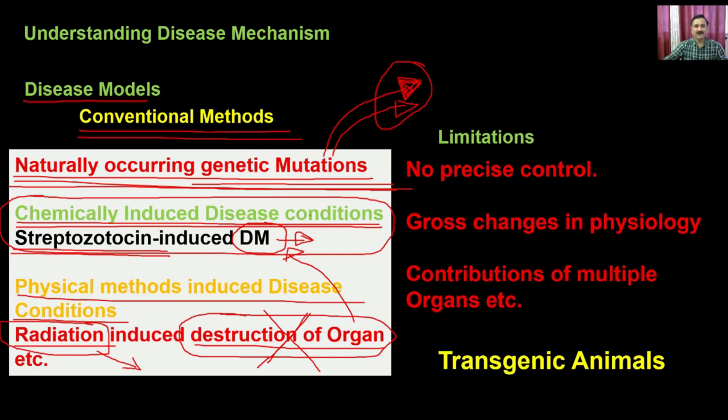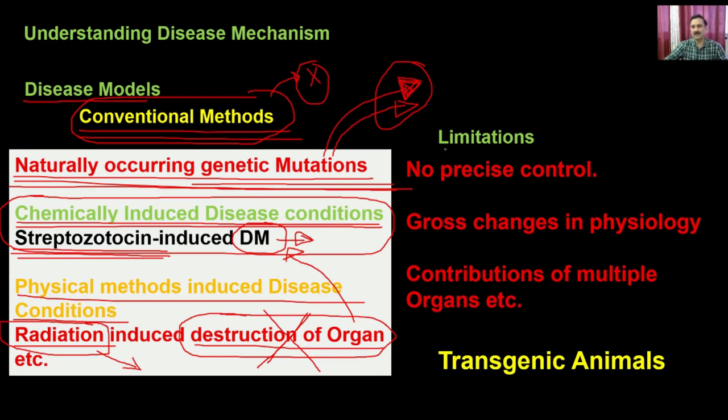So the conventional methods were easy to perform because they do not require extensive genetic or molecular biology tools, and do not require a lot of training. For example, if I want to develop diabetes, I can simply take this drug and inject it, and eventually the animal is going to develop diabetes mellitus. Or if I expose the animal to radiation, or to obstruction, or to removal of an organ, all these conventional methods were easy to perform, but they had one or other kinds of problems.